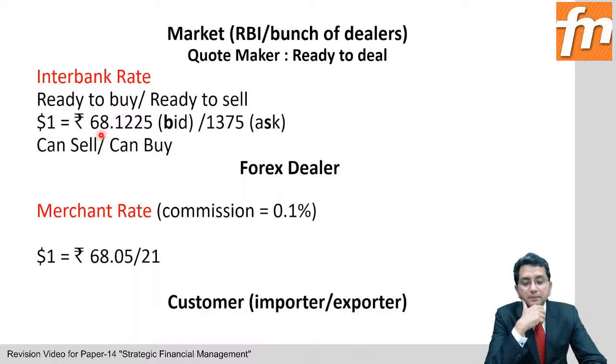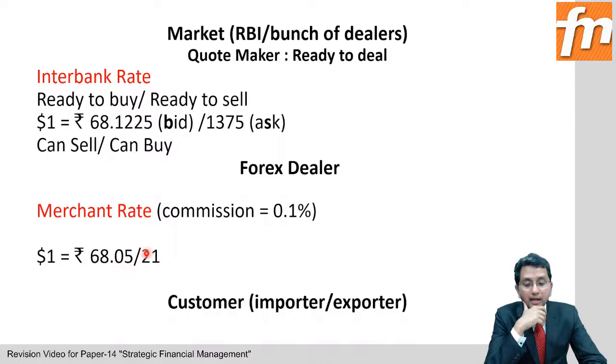On your calculator, type 68.1225 minus 0.1%. Use only those keystrokes which I am telling you. Turn on your calculator, type 68.1225 minus 0.1%. Round off the result up to 2 decimal points. That is the tradition. 68.05. This was 12 paisa. This is just 5 paisa.